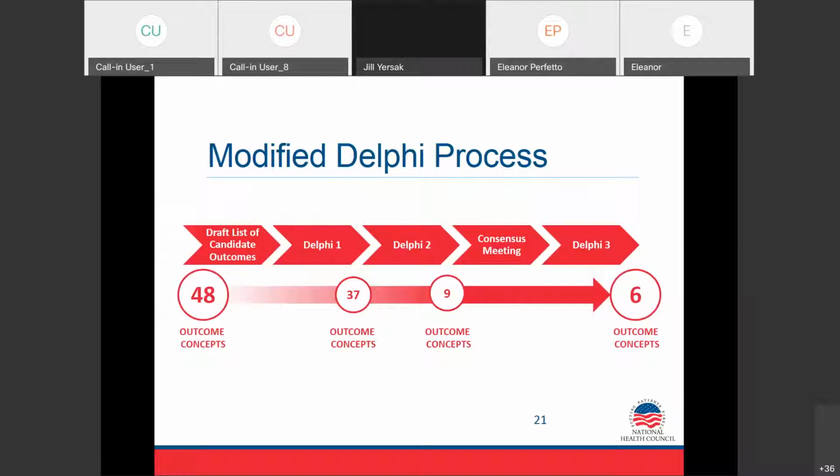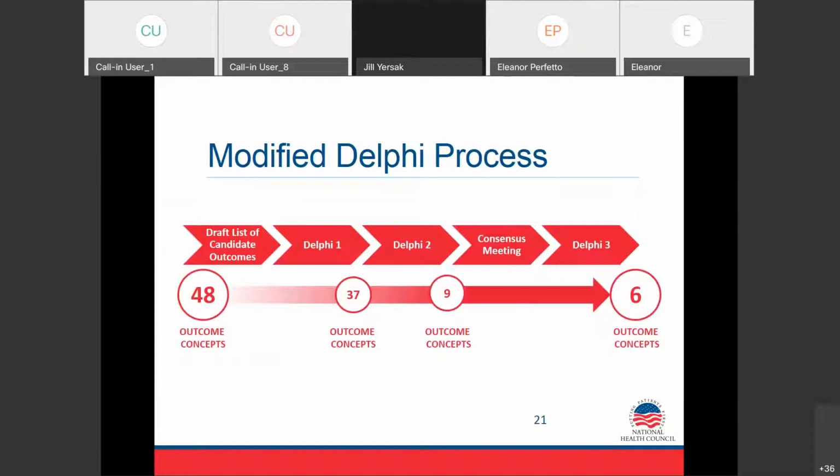And we go through a couple of rounds of survey to narrow down that list of outcomes, to knock out the ones that are less important to define as core. So again, part of that minimal set that should always be measured. And then we go into a consensus meeting with that short list of candidates for the most important outcomes to measure as part of a core set.